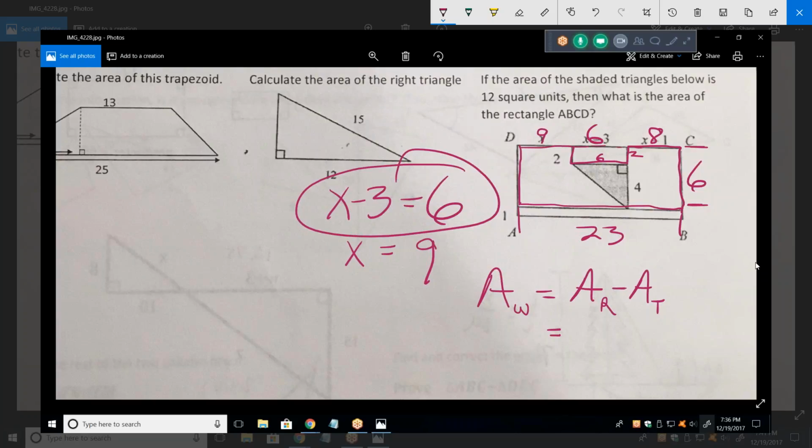Outlined in not red, this one here. In other words, that big rectangle. What is that? It's just 6 times 23. Yeah, so that's 138. 138 minus the area of the triangle, 12. So that area is 126.